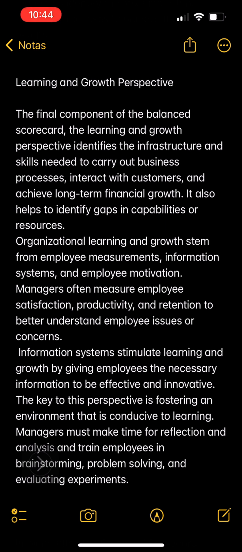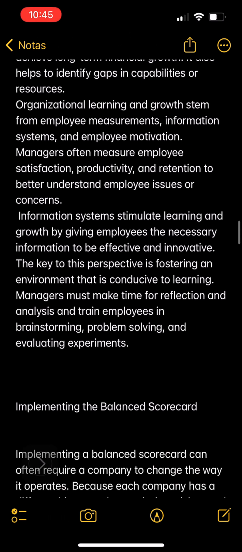Organizational learning and growth stem from employee measurements, information systems, and employee motivation. Managers often measure employee satisfaction, productivity, and retention to better understand employee issues or concerns. Information systems stimulate learning and growth by giving employees the necessary information to be effective and innovative.